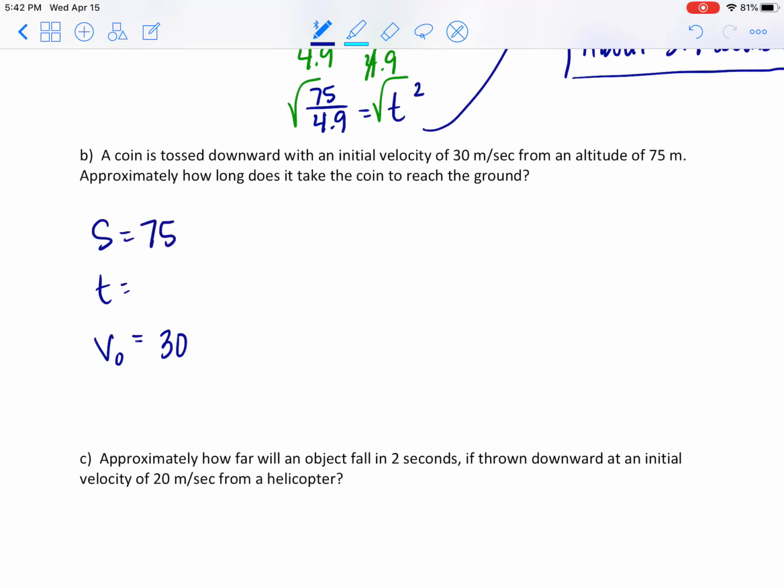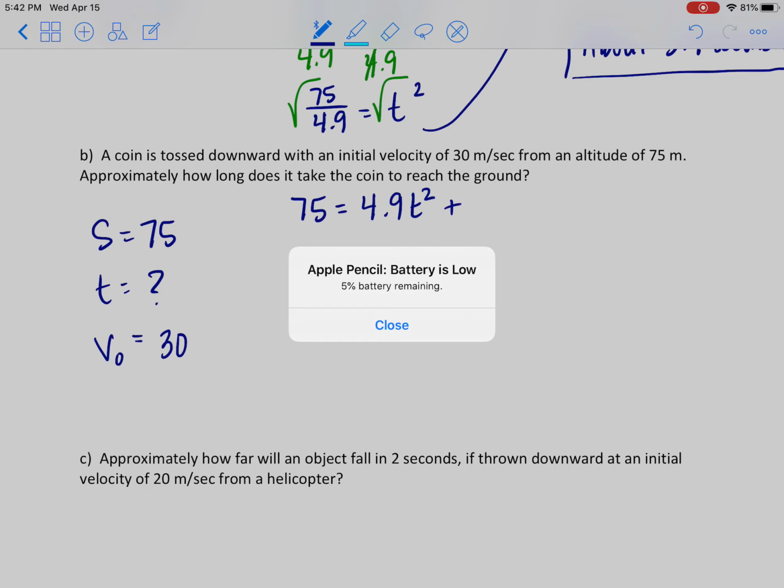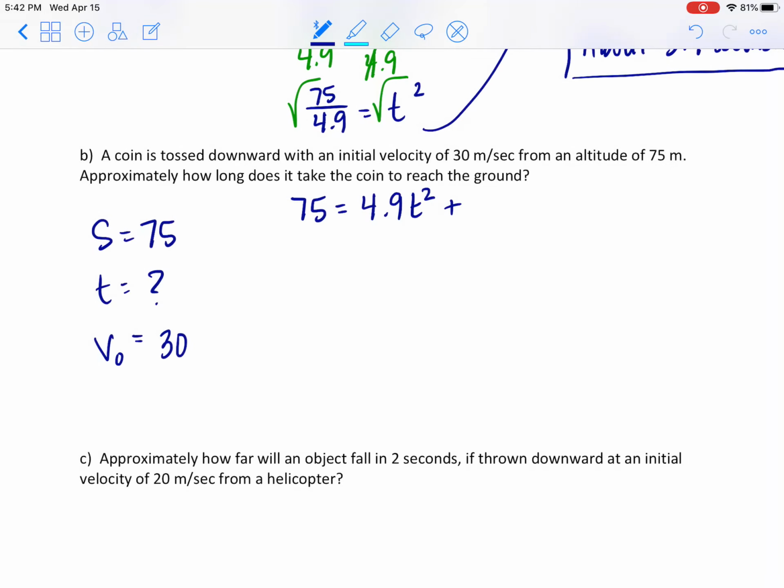So the initial velocity is 30. It's dropped from an altitude of 75 meters. That's our distance. How long is it going to take? I don't know. Time is going to stay in there as the variable. So this time we have 75 equal to 4.9 t squared plus, sorry, plus 30t. Good thing we're nearly done. Can't use a square root method on this guy.